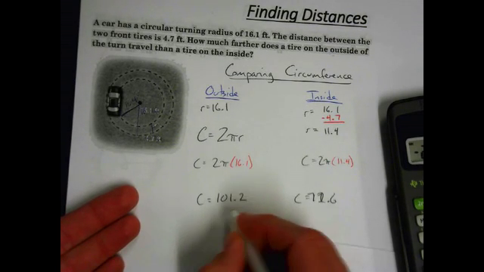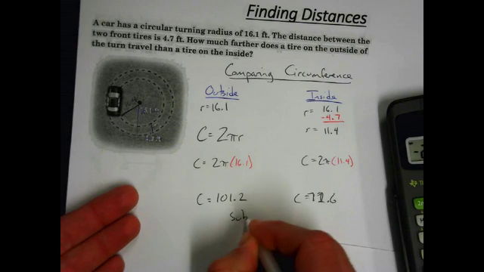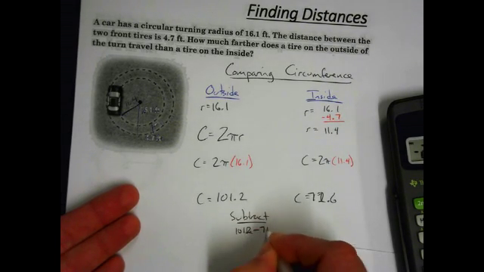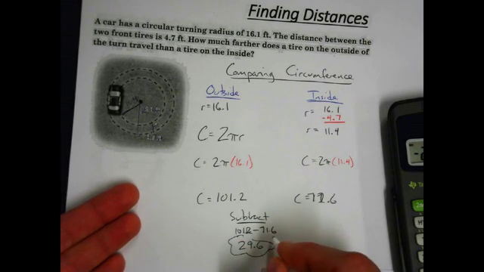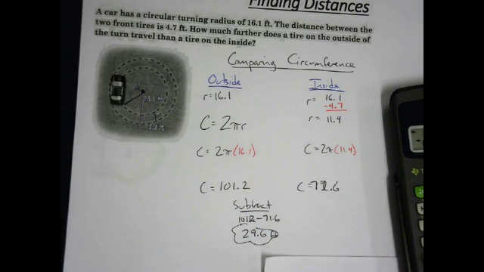So the difference is when we subtract. Okay, so we're going to subtract to find the difference. And so 101.2 minus 71.6 gives us our difference of 29.6. Okay, so that would be the answer. 29.6, in this case, feet. That is actually the answer. That's how much further the outside tire goes.